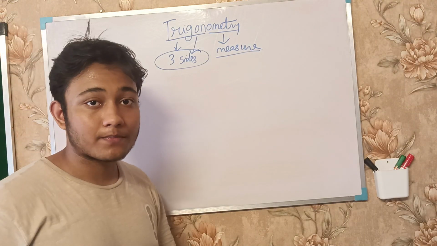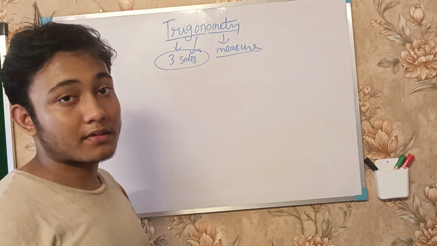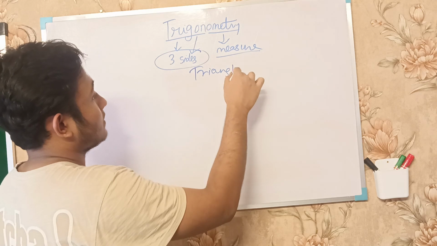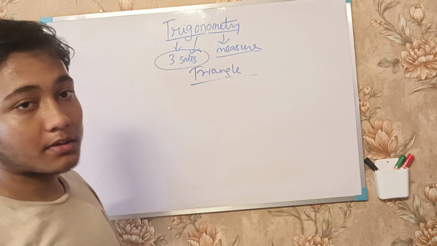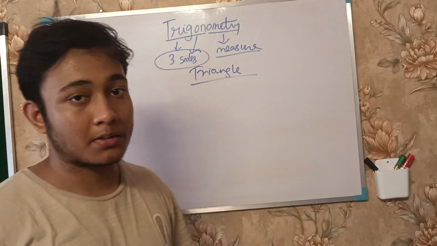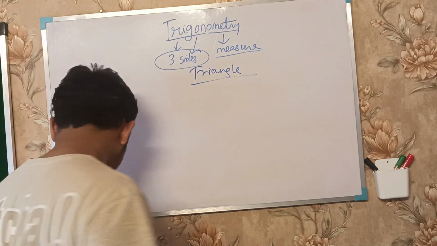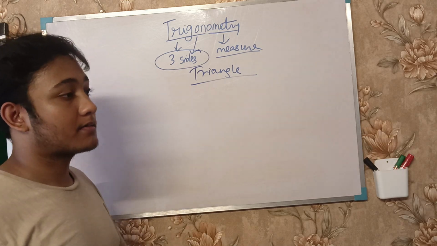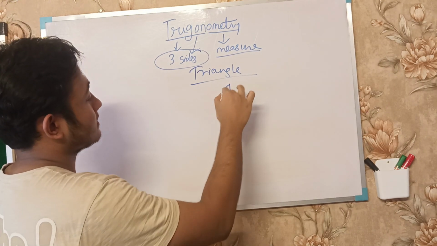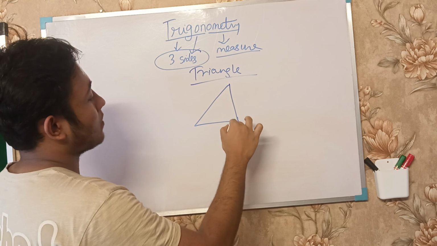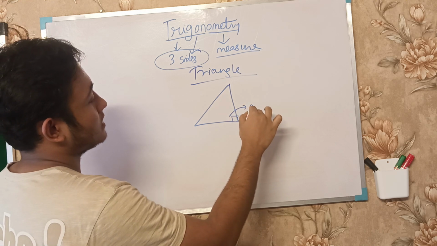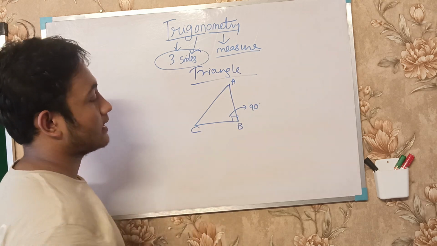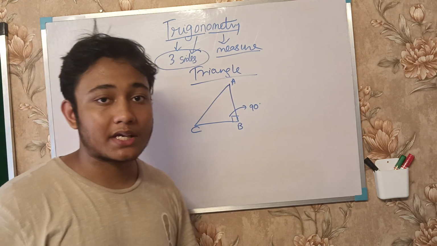And as we know, the most common object having three sides is the triangle. So trigonometry is basically the measure of a triangle. Here the triangle that we take is the right angle triangle, so one angle is equal to 90 degrees. If the triangle is ABC, then one of the angles must be equal to 90 degrees.